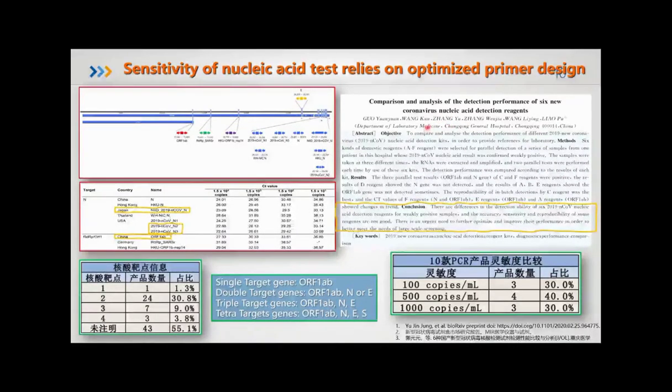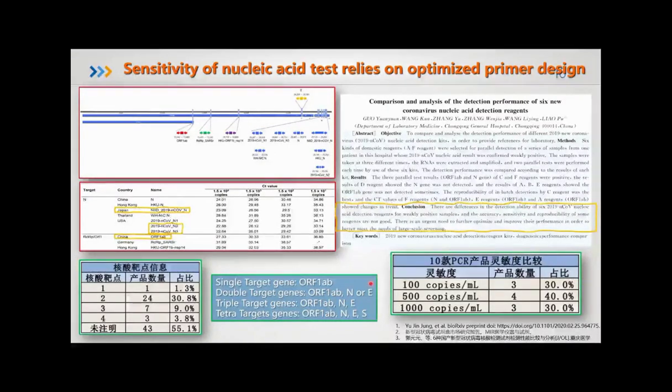Guo and colleagues compared the detection performance of different 2019 novel coronavirus nucleic acid detection kits. They find that there are differences in detection ability of six 2019 novel coronavirus nucleic acid detection reagents for weakly positive samples, and their accuracy, sensitivity, and reproducibility of some reagents are not good.